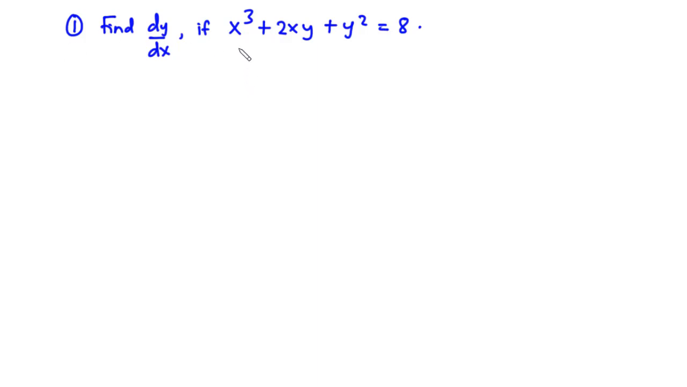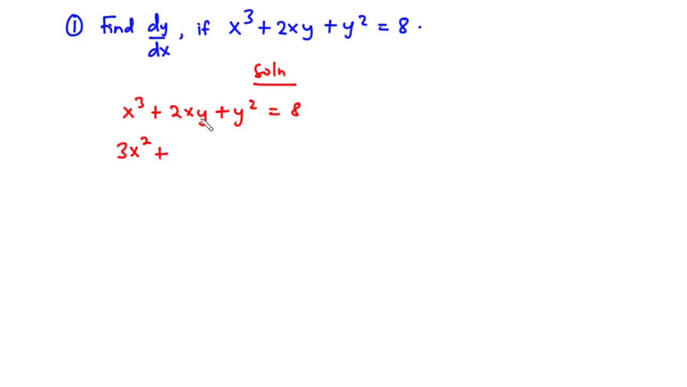When you differentiate an x term, you do it as the normal differentiation that we know. However, when you differentiate a y term, you multiply by dy/dx. So let's solve this together. We have the function x cubed plus 2xy plus y squared equals 8. First, we differentiate term by term, starting from x cubed. When you differentiate x cubed with respect to x, you have 3x squared.